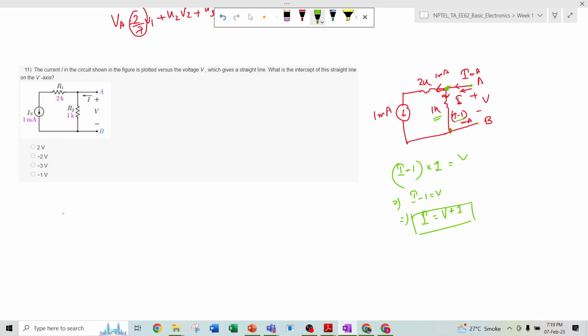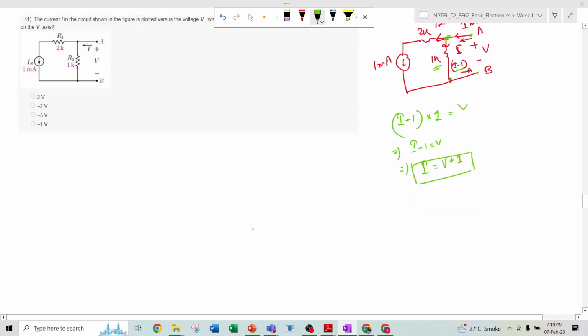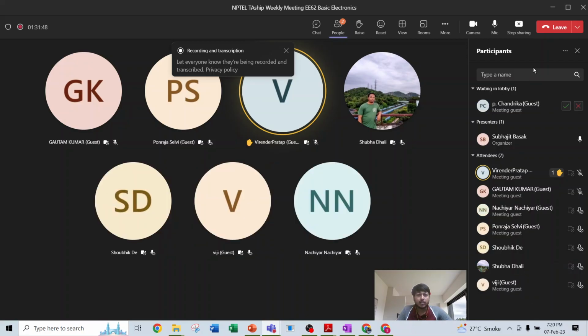What they are telling is that the current I on the current axis in the figure is plotted versus the voltage V, which gives a straight line; find the intercepts. So now you need to plot. This is the voltage axis, the independent variable which is the voltage, and here you have current which is the dependent variable. Just one second.